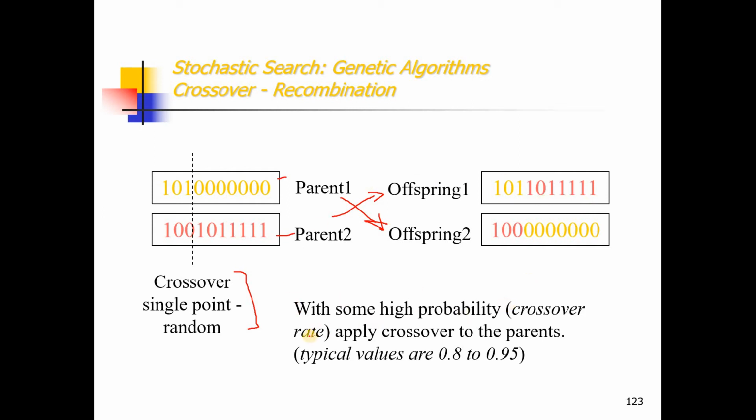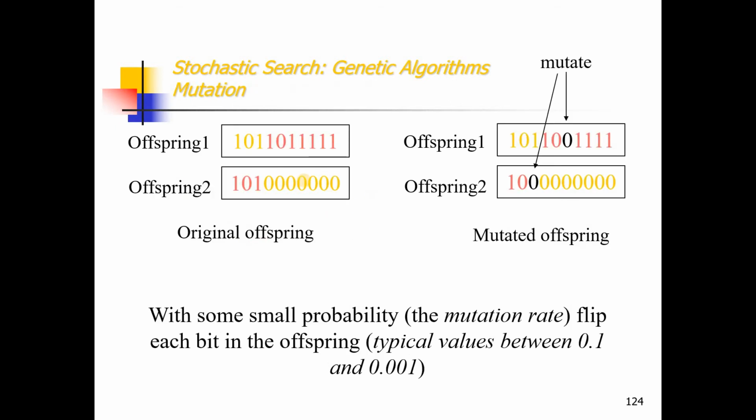With some high probability we apply the crossover to the parents, and this probability is normally very high, 80 to 95%. You will see examples of it, and it depends on the value.